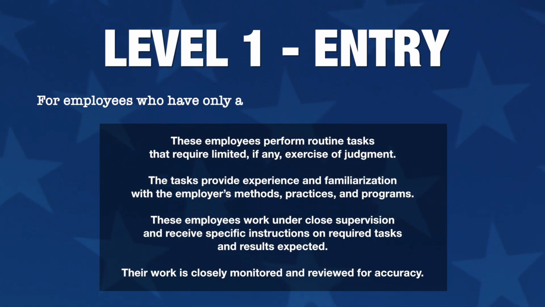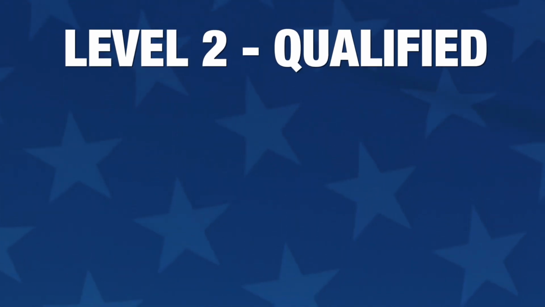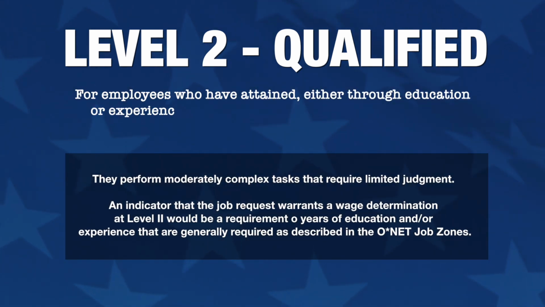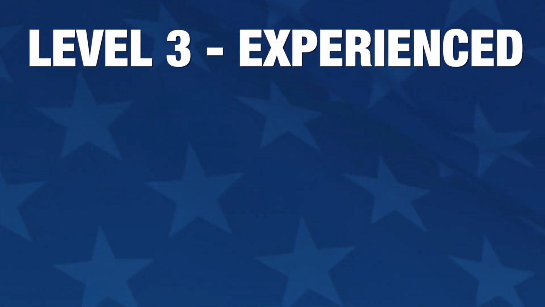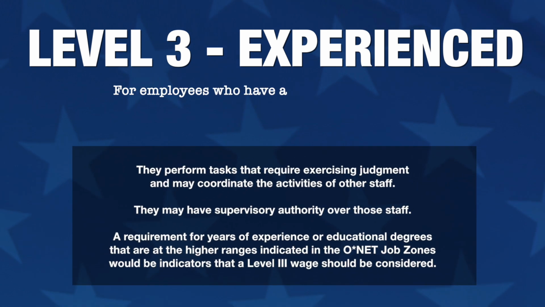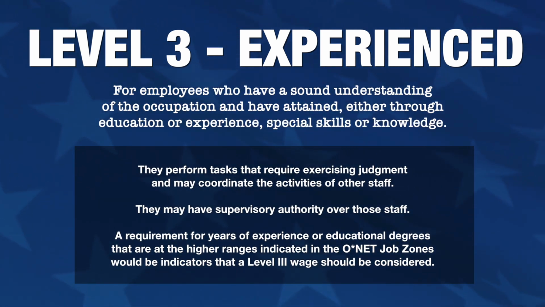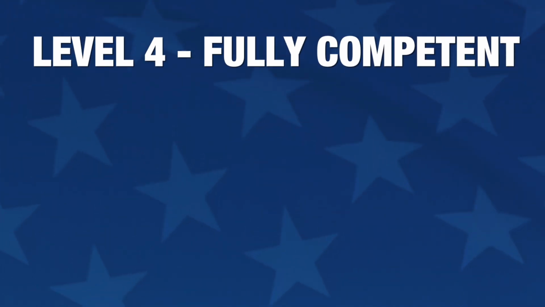This refers to employees who have only a basic understanding of the occupation. Level 2 is the qualified level. This is for employees who have attained, either through education or experience, a good understanding of the occupation. Level 3 is the experienced level. This refers to employees who have a sound understanding of the occupation and have attained, either through education or experience, special skills or knowledge. And finally, Level 4, the fully competent level.